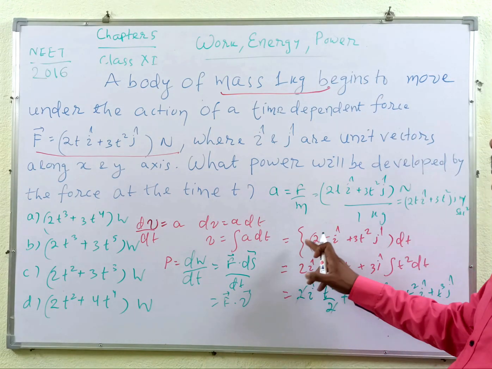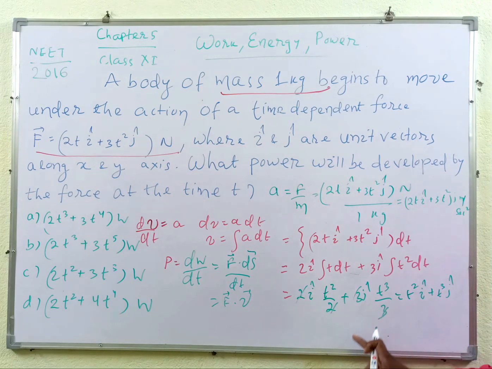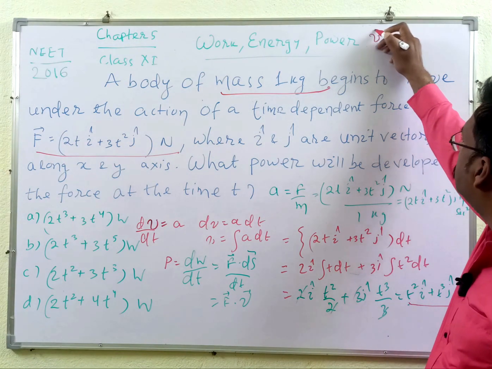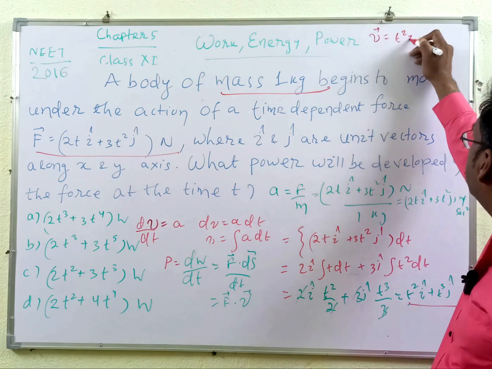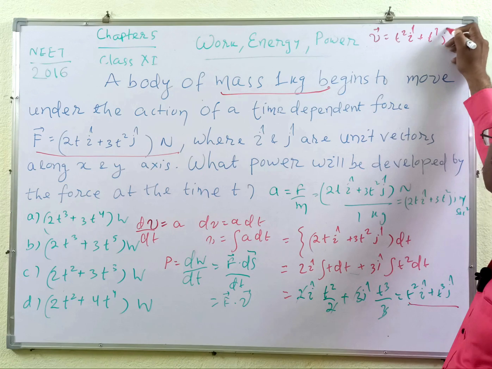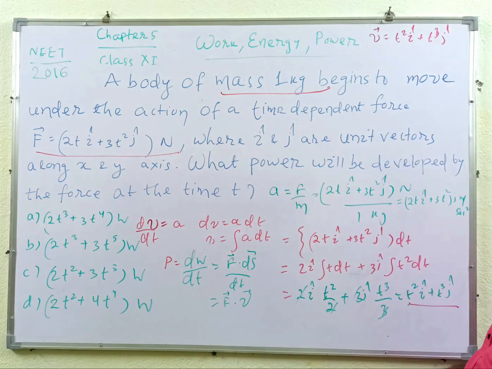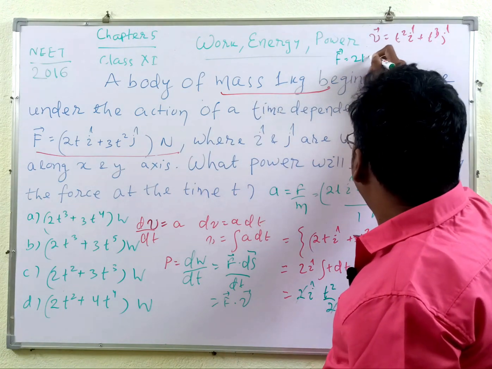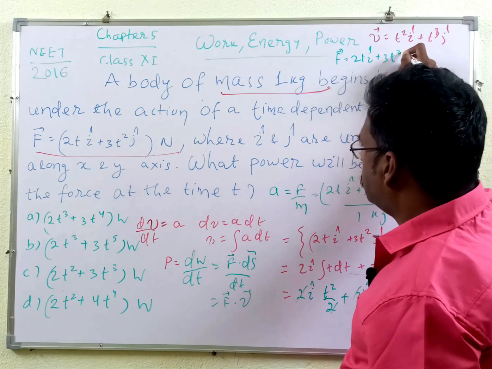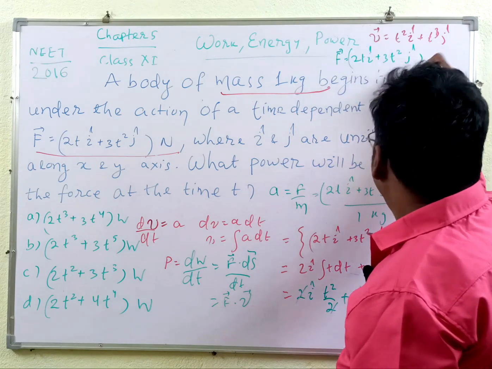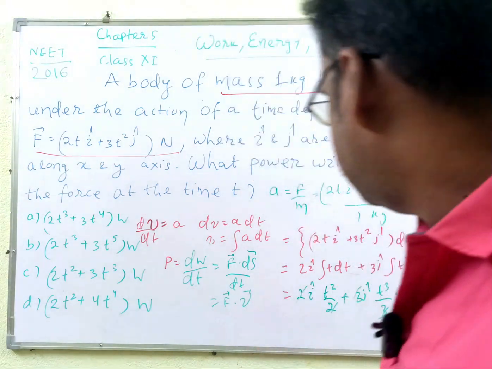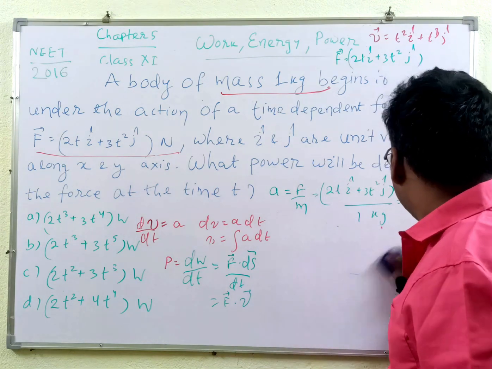And here we have found out what is the acceleration and what is the velocity. This is the velocity of the body, t² i cap plus t³ j cap. Let us write it here. Velocity is t² i cap plus t³ j cap. Okay, students? And what is force? Force is given here. Force is 2t i cap plus 3t² j cap. Okay, students? And what is the formula for power? We found out the formula for power as F dot V. So we can calculate it here.